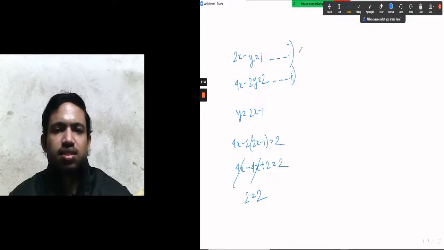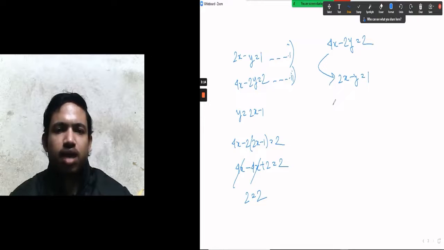Let's analyze the second equation. If we divide both sides of the equation by 2, we end up with the first equation. So, these two equations are equivalent. So, we have only one linear equation with two variables. So, it will have infinite solutions.